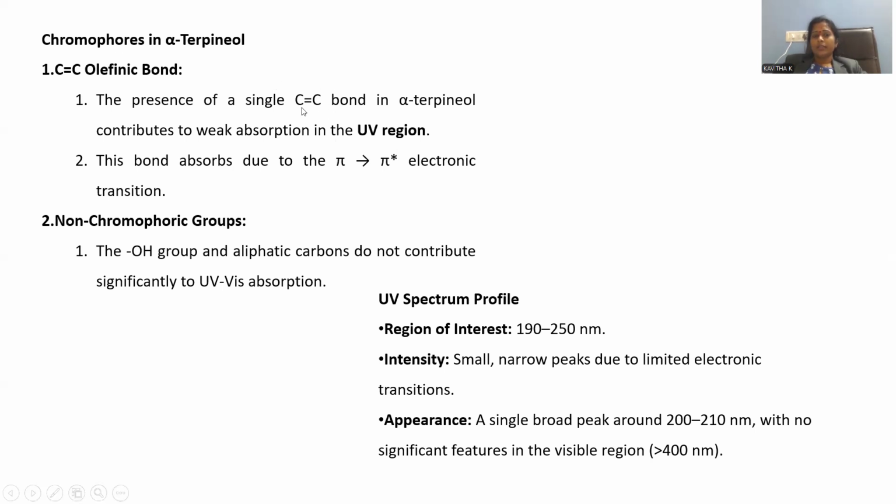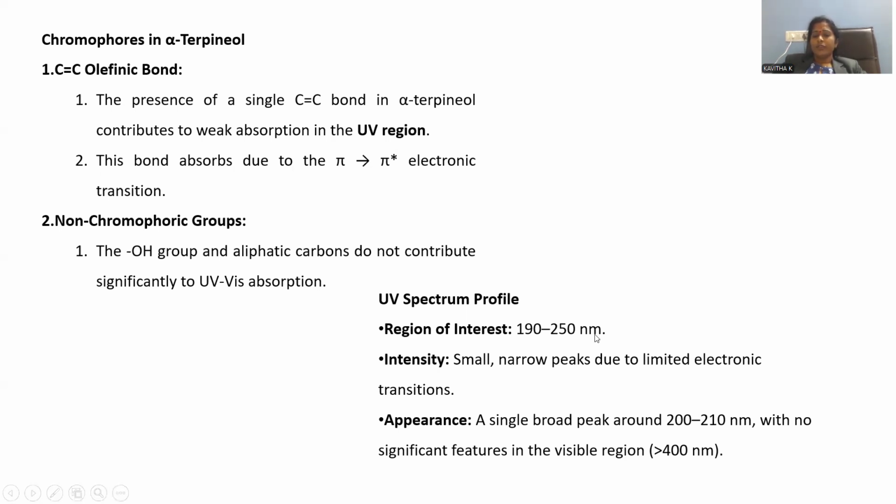That is the only possibility: a double bond. Wherever a double bond is present within the molecule, that double bond participates in a pi to pi star kind of electronic transition within the molecule. That pi to pi star transition occurs in the range of 190 to 250 nanometers.